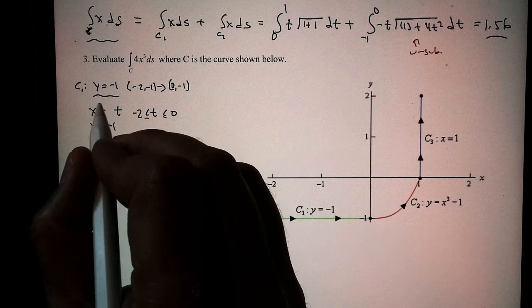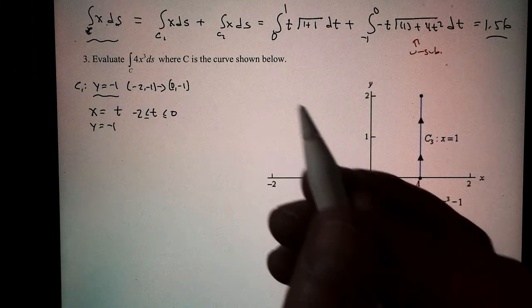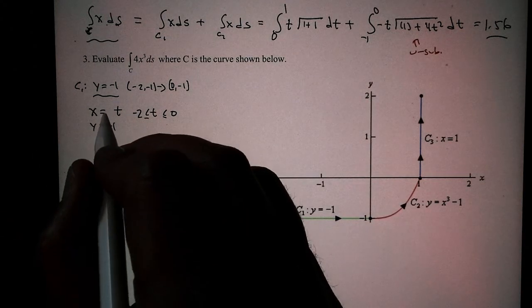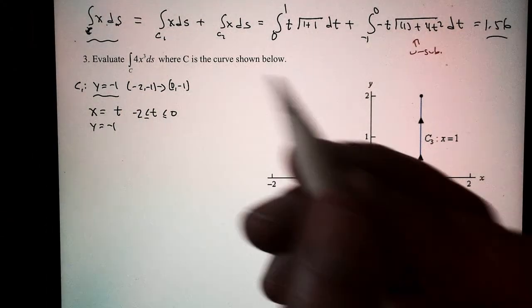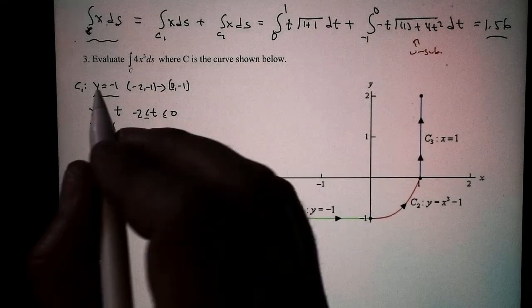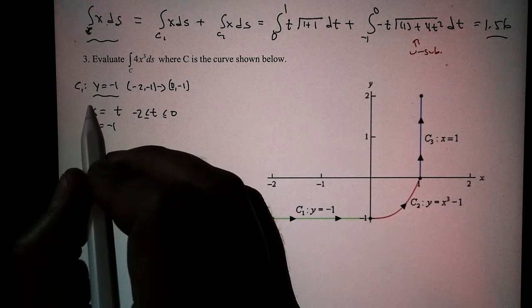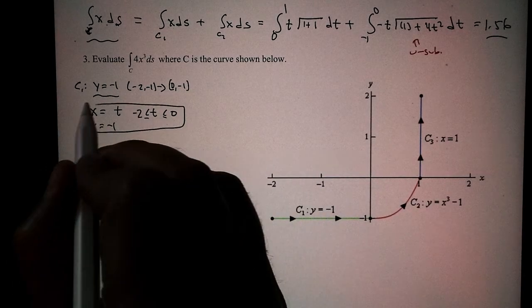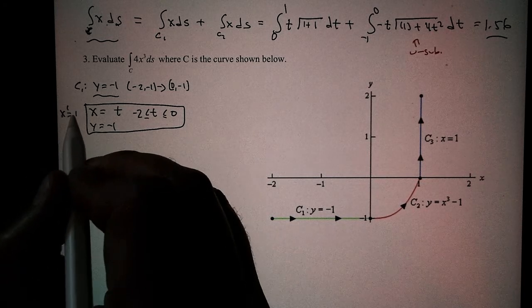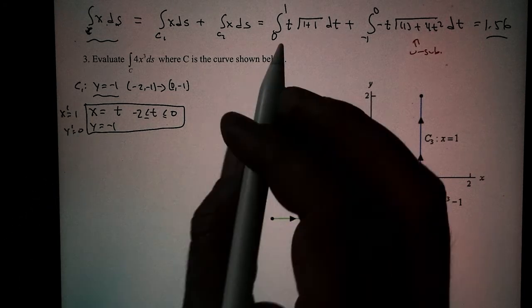Now, depending on what you make your x here, your t's can change. You won't get the answer wrong. I can make x be t plus 1. I would just have to reevaluate this and get a different domain. But keep it really simple. Again, I am going to need my derivatives. X prime is 1, y prime is just 0.